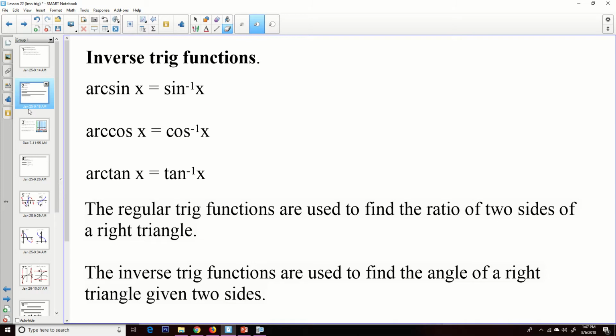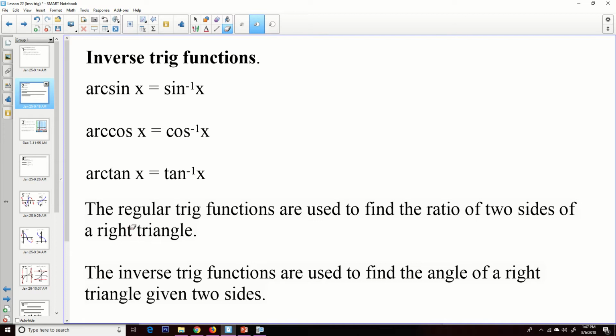They are denoted by this notation here, sine to the -1 power of x, and we're just going to call it sine inverse x, and that's how we're going to say that. So on a standardized test like the ACT, either one of these two notations means the same thing.